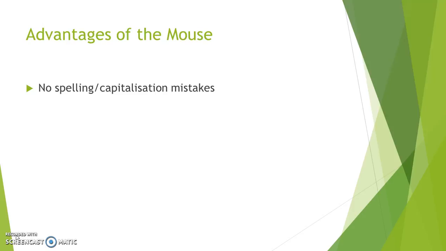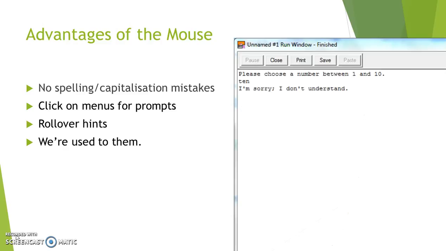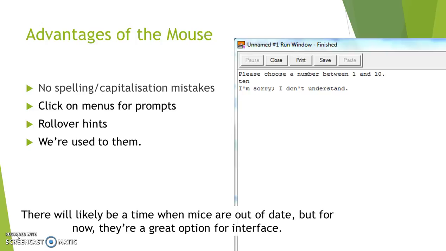One of the big ones is that spelling and capitalization no longer become a problem. We can click on menus for prompts. We can do things like have rollover hints if we want to get sophisticated. And of course, we're just used to the mouse. Once we're using the mouse, we no longer see these kinds of problems where we ask for a number between 1 and 10 and have to output, "I don't understand," because we don't anticipate what the user's going to do.